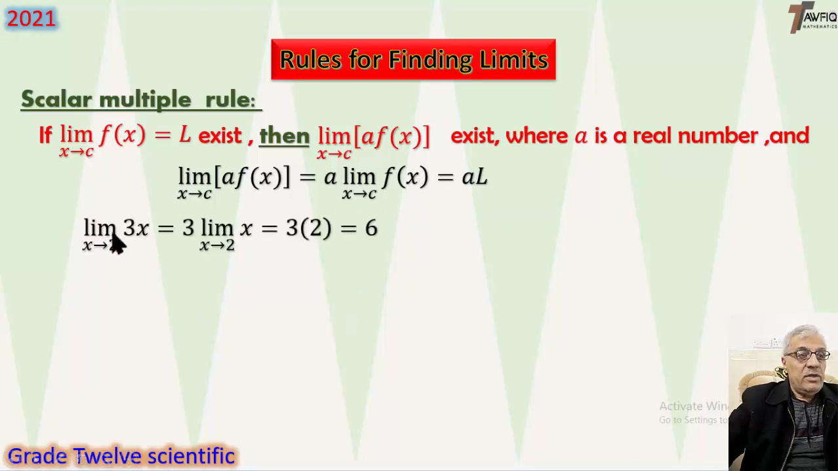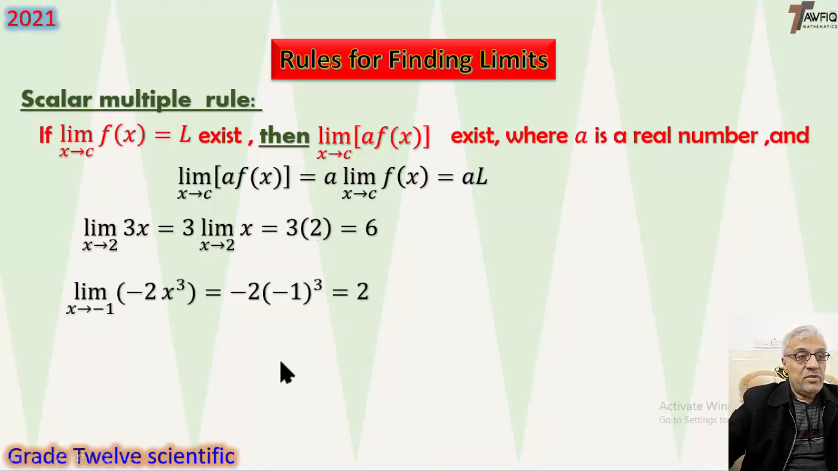For example, the limit of 3x when x approaches 2 is equal to 3. We take the 3 to the outside of the limit and write the limit when x approaches 2 of x. And to find the limit, replacing 2 in place of x, it becomes 3 times 2, which is equal to 6.